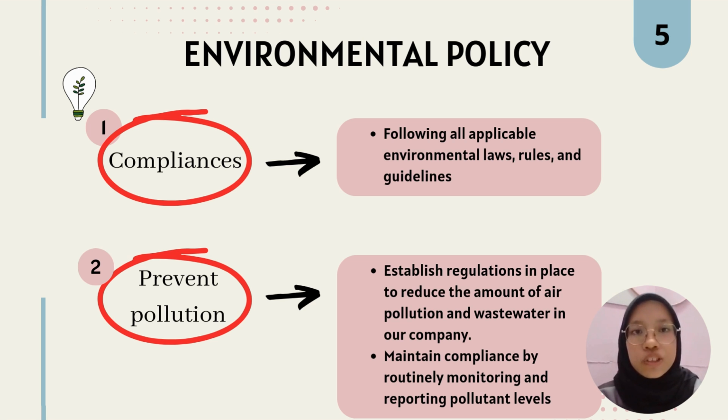The second policy is to prevent pollution, where we will establish regulations in place to reduce the amount of air pollution and wastewater in our company. In this matter, the company needs to identify the source of pollution and find an alternative to reduce the waste emissions. Other than that, we will also maintain compliance by routinely monitoring and reporting pollutant levels. This action will be done once a month to justify the improvement of the policies.